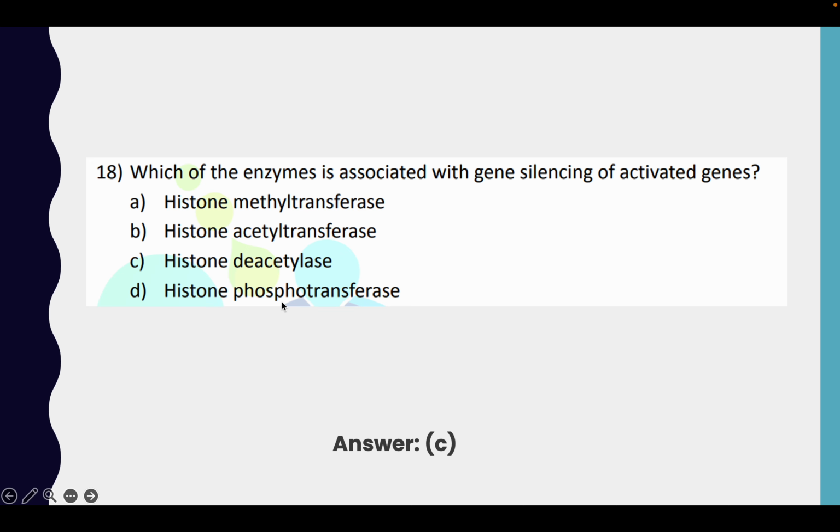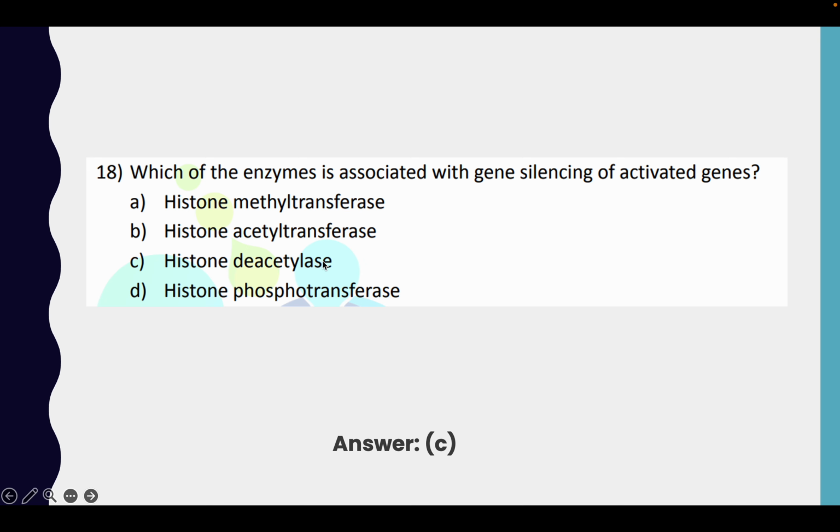Okay, what does histone phosphotransferase do? What will phosphotransferase do? It will act on phosphate groups, but it is not generally studied in relation to gene silencing, because phosphotransferase will either be involved in phosphorylation or dephosphorylation and not with the gene silencing.